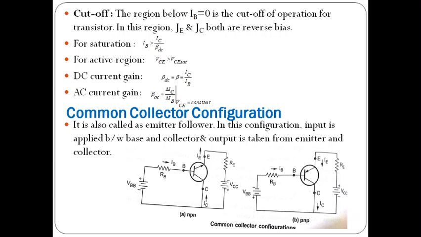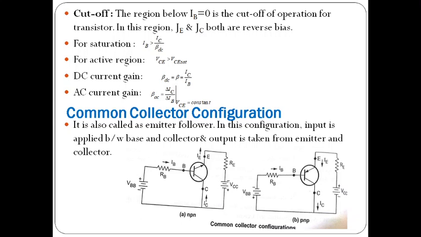So the conditions are: for cutoff, IB equals 0, and for saturation, IB is greater than IC by beta DC. For the active region, VCE is greater than VCE sat. This VCE sat is generally 0.1 to 0.3 volts. Here the DC current gain is defined as beta DC, which is IC by IB. Similarly, the AC current gain is beta AC, the change in the output current ΔIC by the change in the input current ΔIB, considering VCE as constant. Next, we'll discuss the common collector configuration.